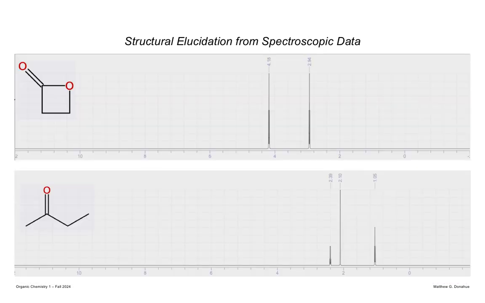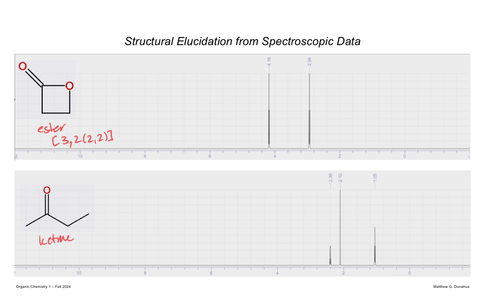So we ended last time with looking at the ester and the ketone. And we said there was 3 unique carbons, 2 unique sets of hydrogen, and they were in a ratio of 2 to 2.